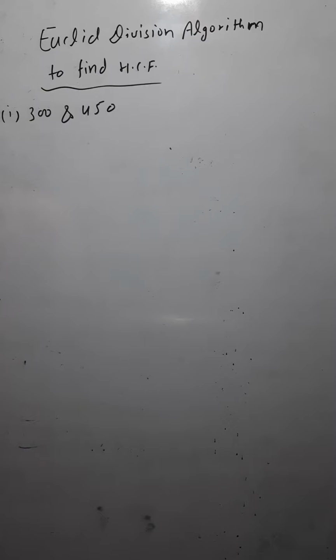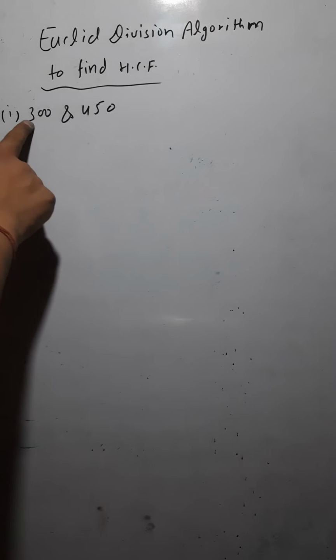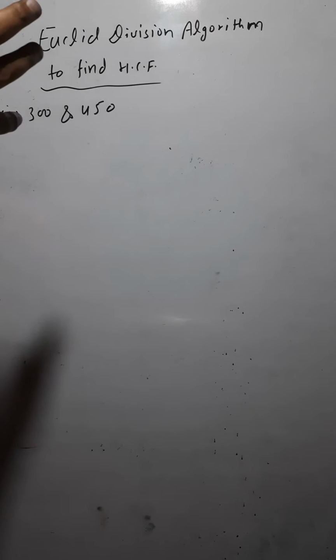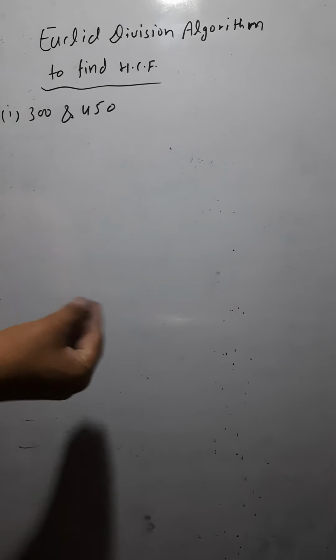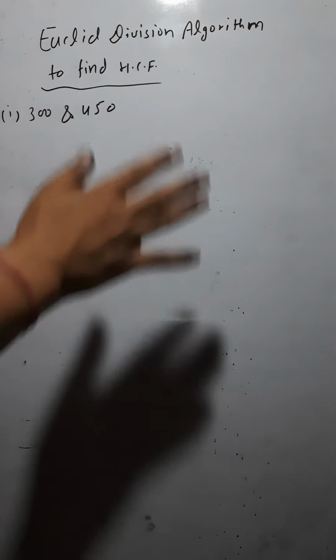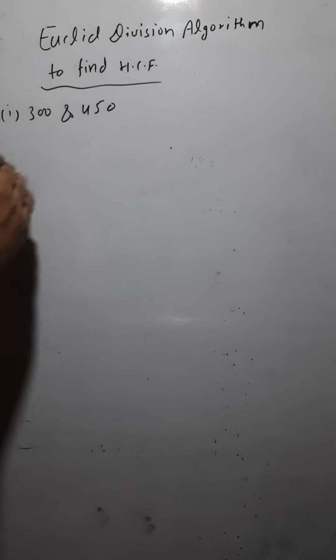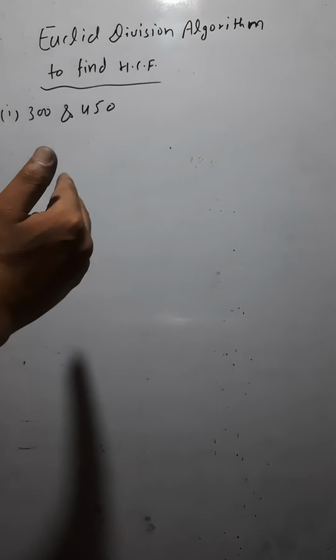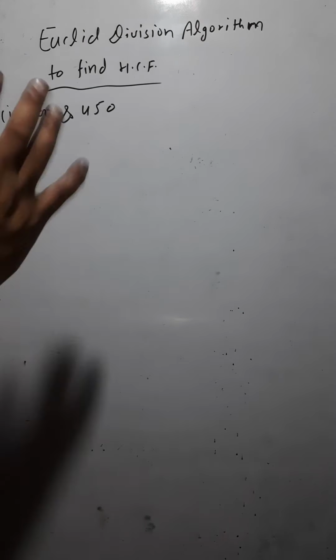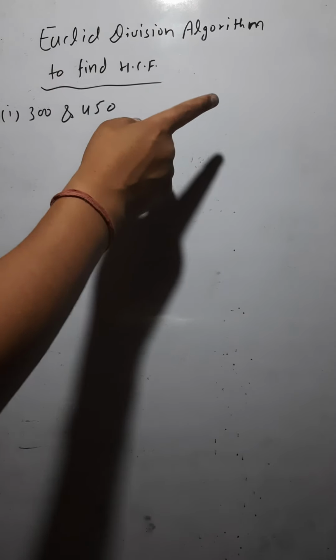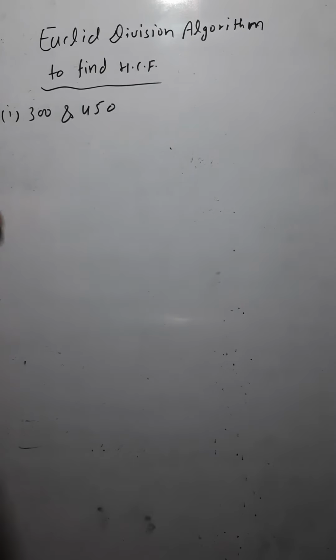I have taken a question here. You have to find out the HCF of 300 and 450. If you have smaller numbers, then it is easy to have the prime factorization of those numbers, so you can find out the HCF of smaller numbers. But if the numbers are in hundreds and thousands, it is not easy to find the prime factorization of those numbers. So for that we use the Euclid division algorithm. Remember this, if the numbers are bigger, use the Euclid division algorithm. It would be easy to find out the HCF by this method.